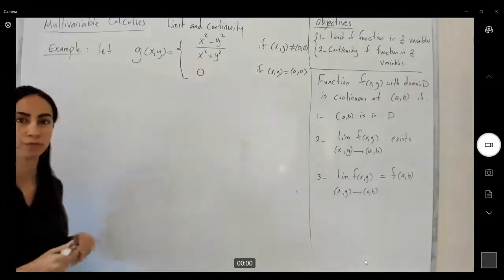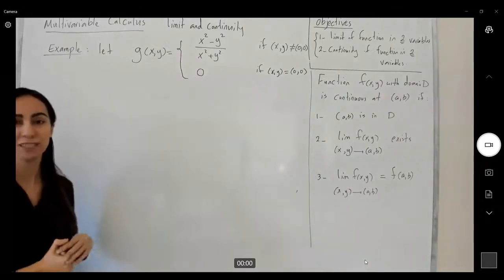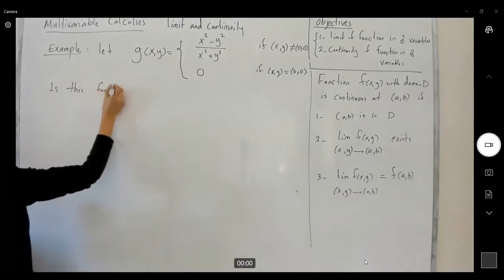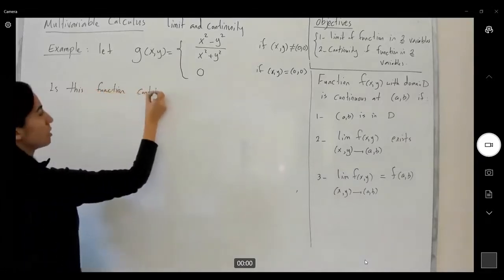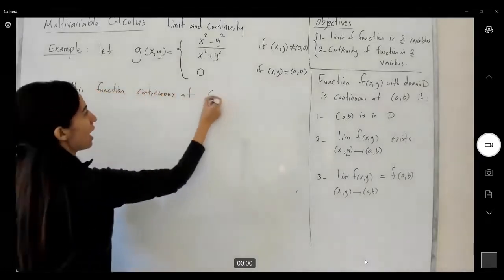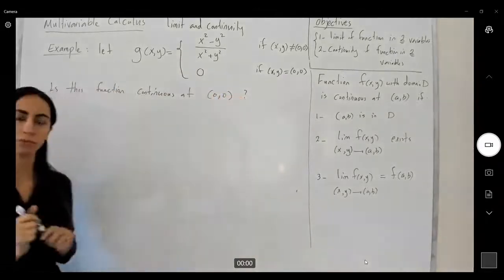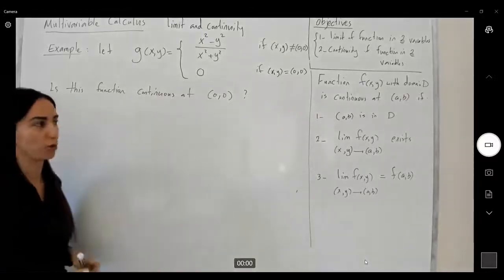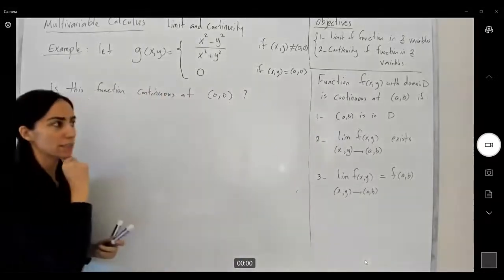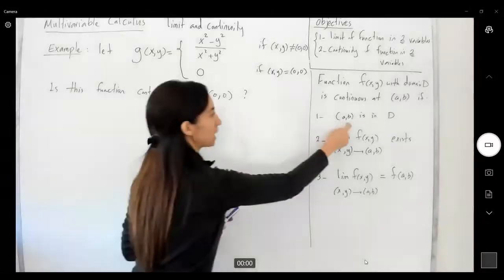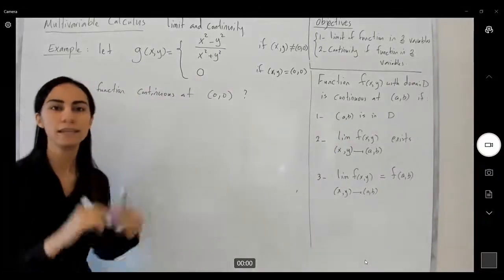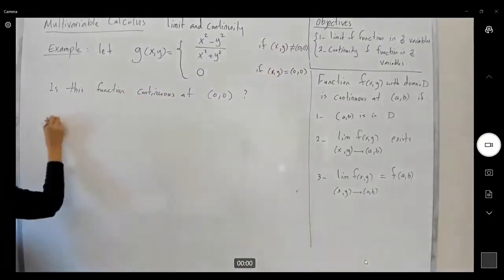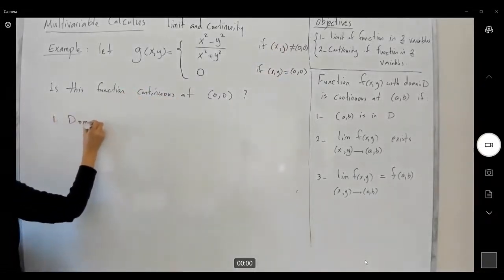How about this function? Is this continuous? Is this function continuous at the origin? Well, you have to check 3 conditions, one by one. The first condition says that the point A and B, which in this case is 0 and 0, is in the domain of the function. So what's the domain of this function?